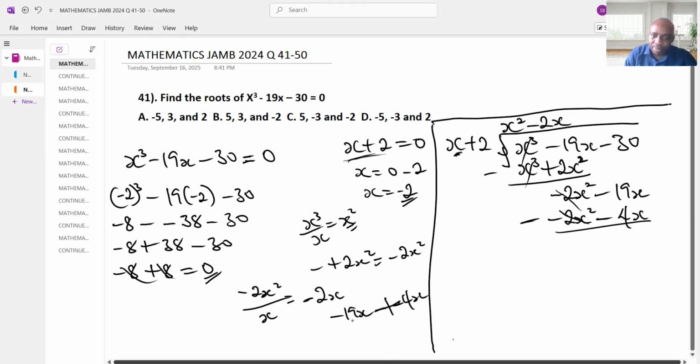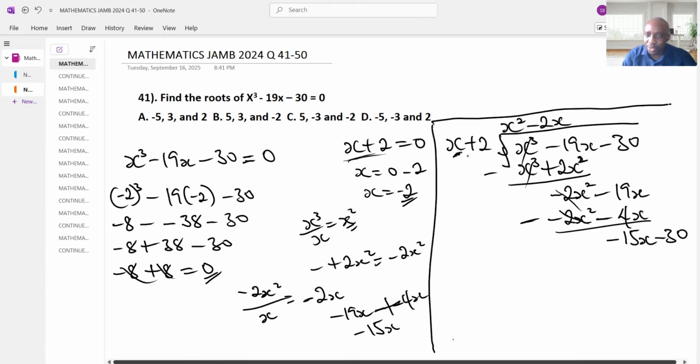Therefore, we have minus, you are owing 19 naira and you have 4 naira. When you pay it, you have a balance of negative, minus 15x. Therefore, we have minus 15x here. And I'll bring down the minus 30 that's at the top there. Now, the next thing we are going to do is divide this x by minus 15x. When you divide, it will cut out the 15x here. What we have left is minus 15.